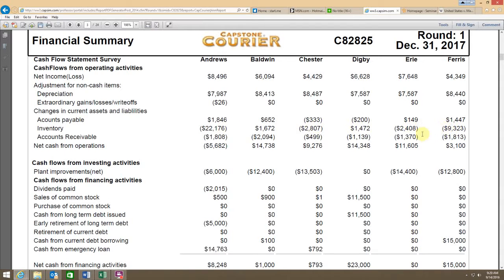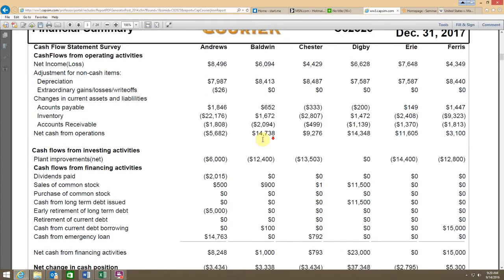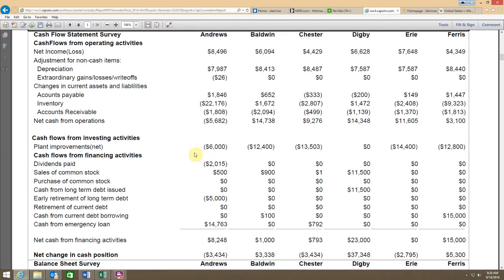We see in Ferris's case, inventory had a negative effect on cash flow in a pretty big way, $9 million. Andrews even more. What's that mean? Well, when I'm looking at the cash flow, and we'll see other reports later that give us more specific information, it means that Andrews ended up having a decent amount of inventory left over. Again, accounts receivable, not a huge range and not a huge amount of money.